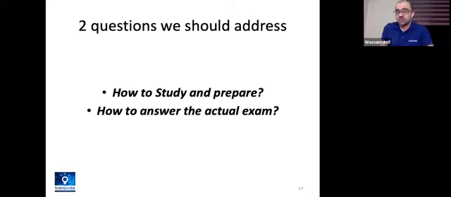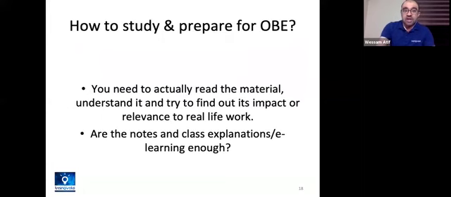Now, two questions that we should address today: how to study and prepare, and how to answer the actual exam. Okay? Let's start with how to study and prepare for open book exams. You need to actually read the material. So you have to understand that you need to read the material. You cannot just skip it and say, I'll just look at the question and then look in my book during the exam and try to find it.